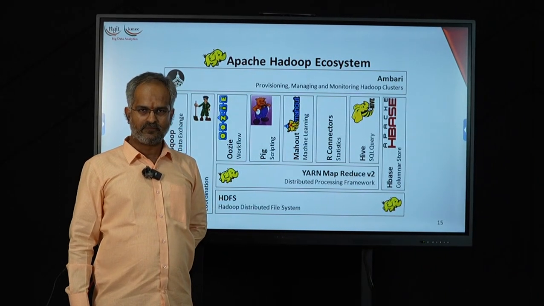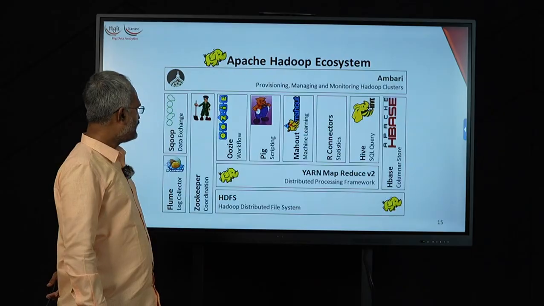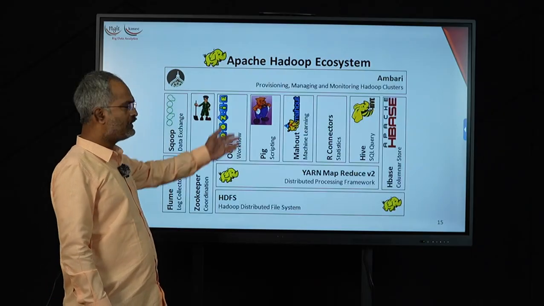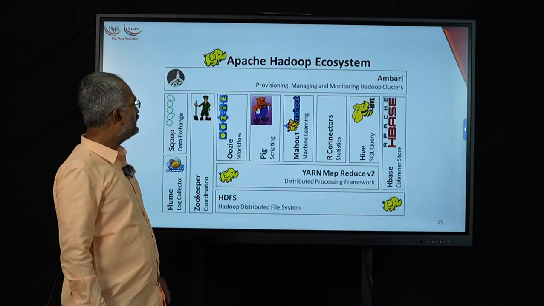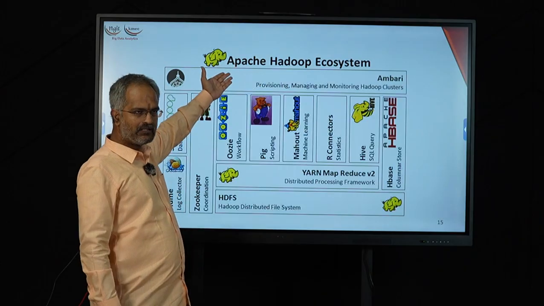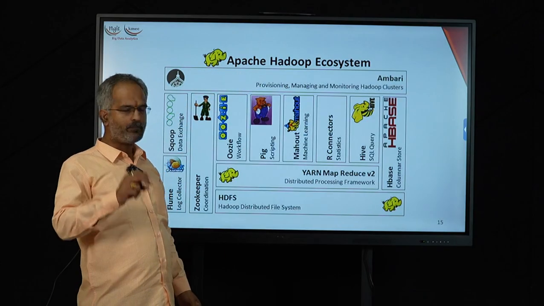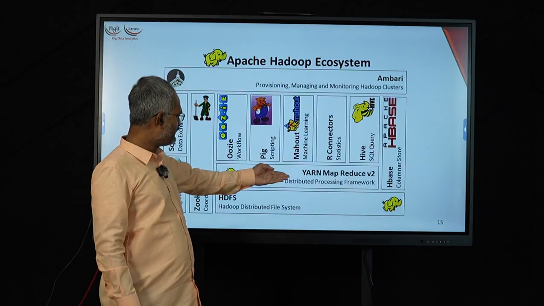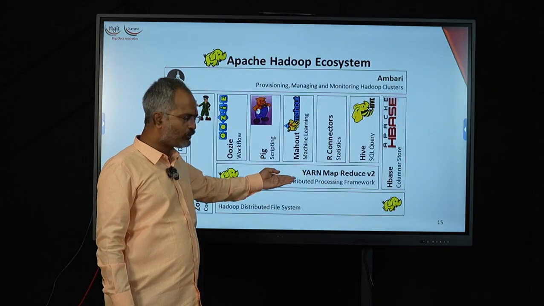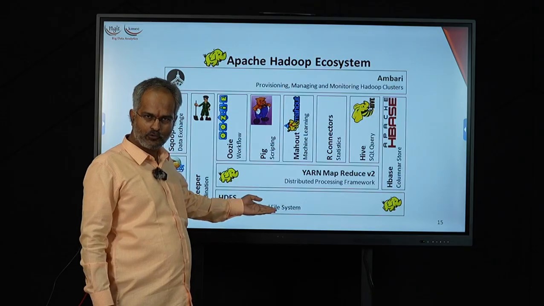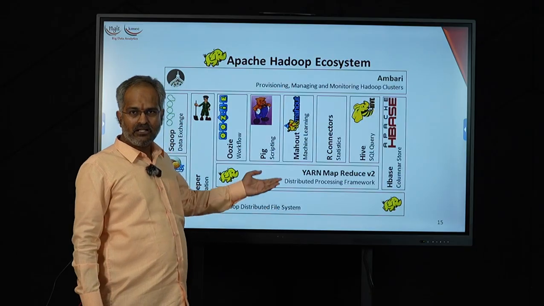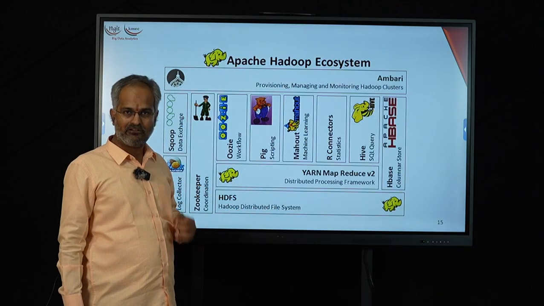So let us continue the session. Here we are going to discuss the Hadoop ecosystems. Actually it was developed in Apache and it is open source, and there are two basic components, HDFS and the MapReduce. These are the major components of Hadoop. On top of that, a number of components are developed.